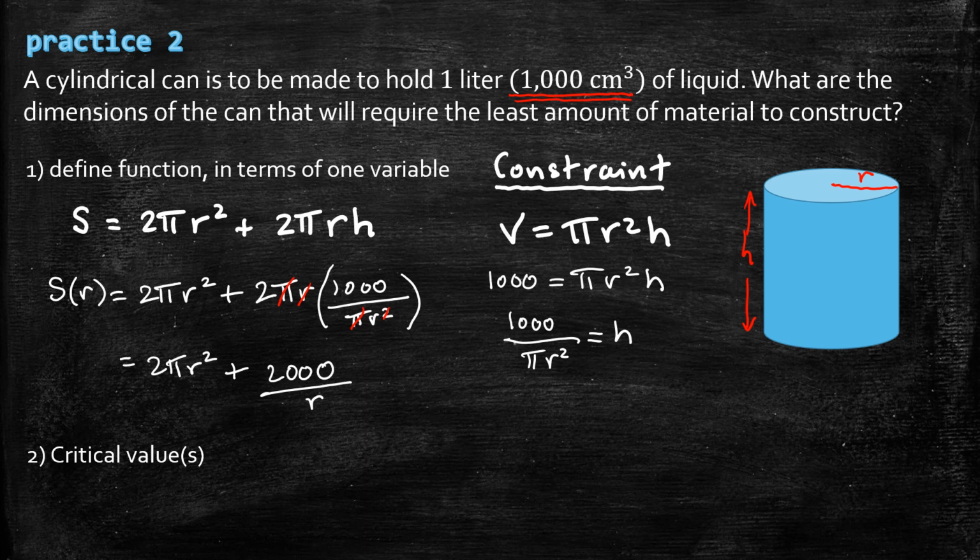So now we have the surface area function that we'd like to minimize. And so our next step is to find the critical values. Well, let's just start by taking the derivative. It's probably better to express 2,000 over r as 2,000 r to the minus 1, because then when we take the derivative, we can just use the power rule, and we get 4 pi r, and the minus 1 comes in front, so it's minus 2,000 r to the minus 2, which we can then write as 1 over r squared.